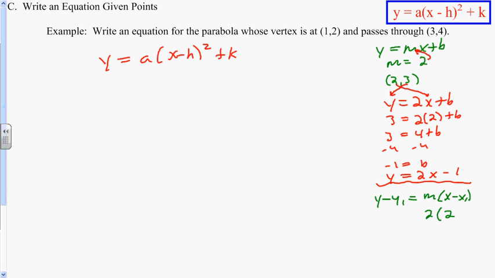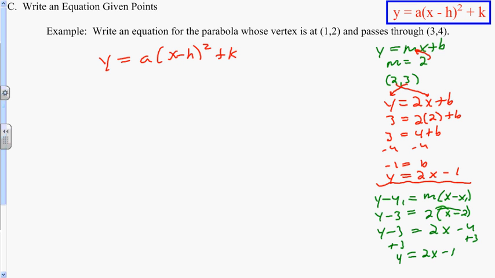We get x minus 2, and on the other side we get y minus 3. We distribute, we get 2x minus 4, add 3 to both sides, and we get 2x minus 1. Same thing. Both of these are examples of knowing pieces of the information, but enough information nonetheless to come up with the equation. And our goal was to come up with the equation in slope-intercept form.